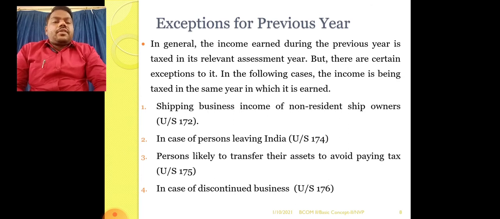In case of persons leaving India, under Section 174; under Section 175, persons likely to transfer their assets to avoid paying tax; and under Section 176, in case of discontinued business. So these are the four exceptions for which the previous year is the same year in which the income is earned. It means the accounting year itself is the previous year for these four cases.